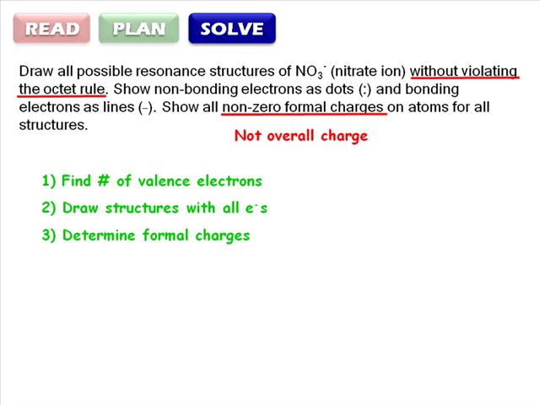The nitrate ion has 3 oxygen atoms, each with 6 electrons, 1 nitrogen atom with 5 electrons, and 1 negative charge, which comes from an extra electron. In total, there are 24 valence electrons to work with.